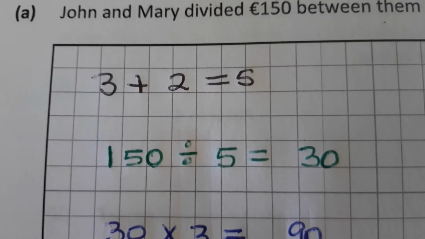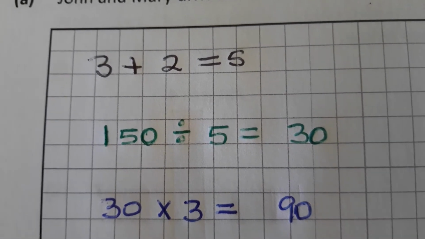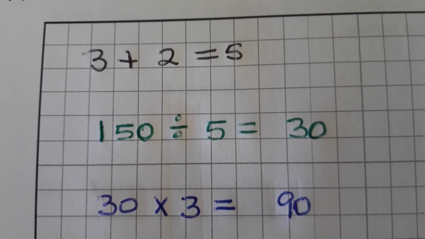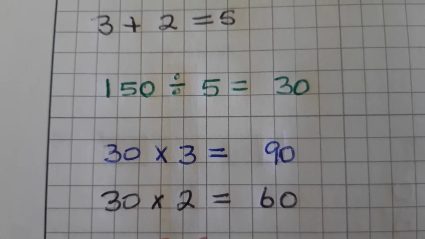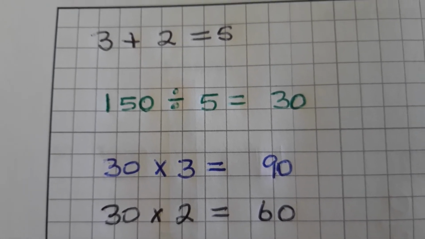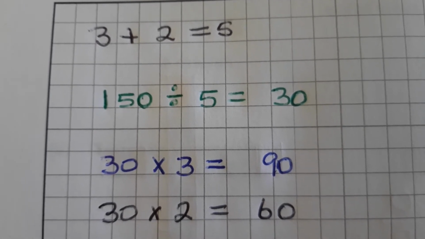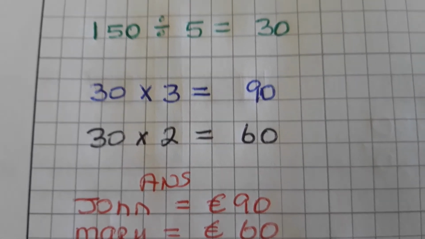Then once you have your 30, you multiply it by the first number in the ratio, or second, it really doesn't matter what order you do it in. But I'm going to multiply it by the 3 first, and you get 90. Then I'm going to take the 30 and multiply it by the 2, and you get 60. So that's your answer. In the ratio 3:2, 150 divides 90:60. So John gets €90 and Mary gets €60.